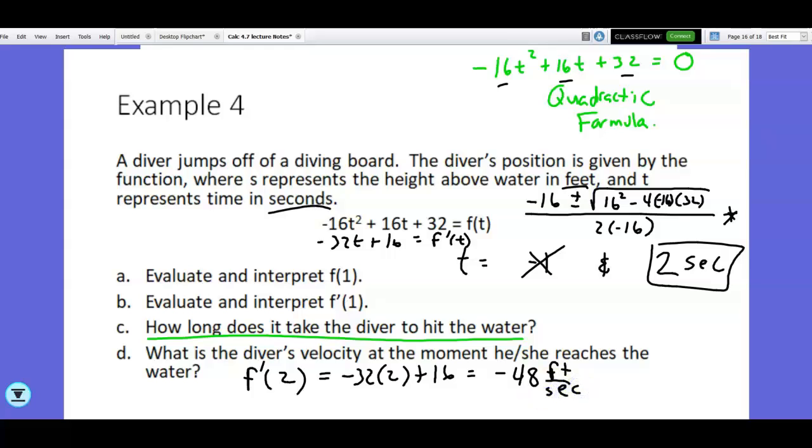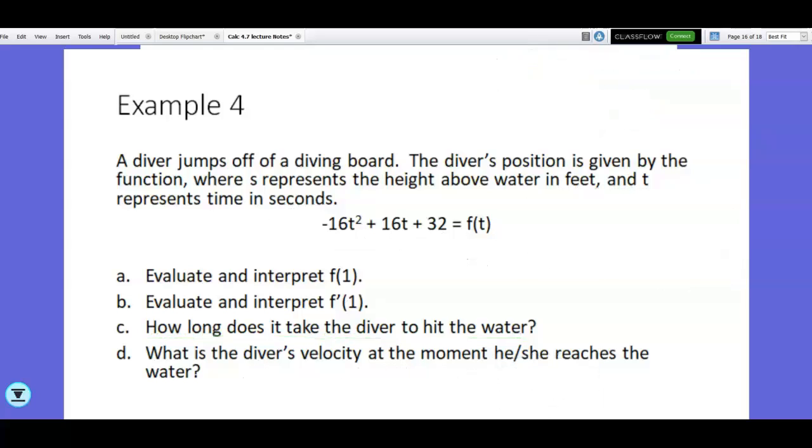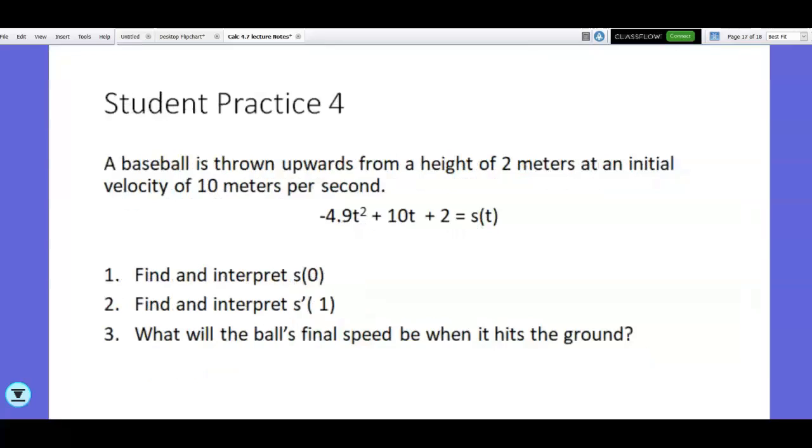And I'm not going to write out the interpretation. I'll just write the answer there. But that's the diver's velocity, is -48 feet per second. So at the point in time when the diver hits the water, which is at 2 seconds after they jumped off the diving board, the diver has now reached a speed of -48 feet per second. All right. So I'm going to let you guys try one like that now on yours.